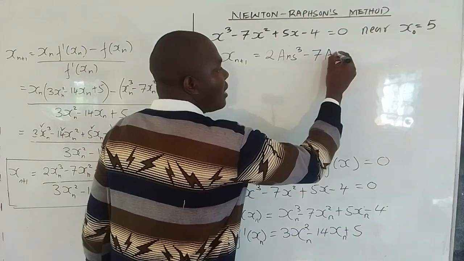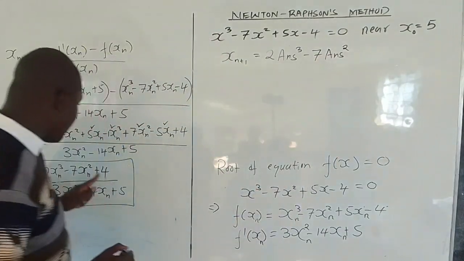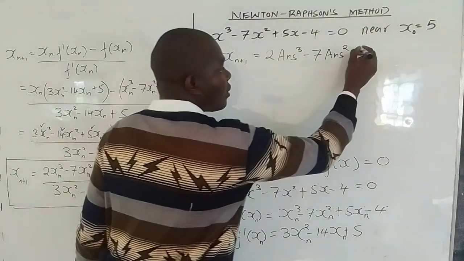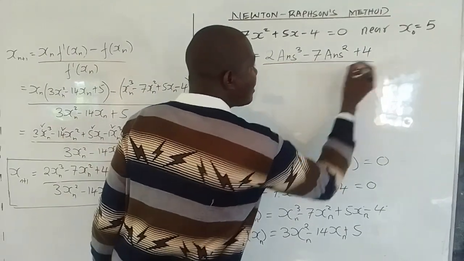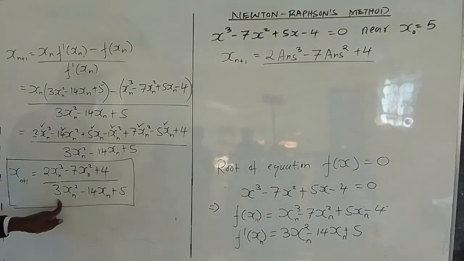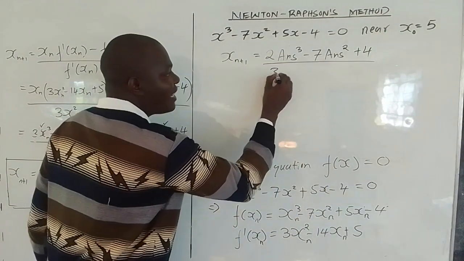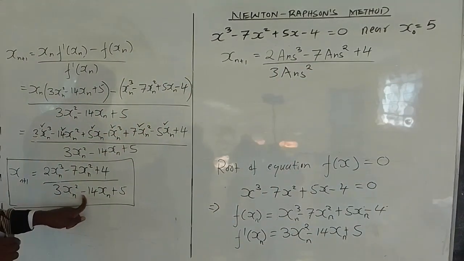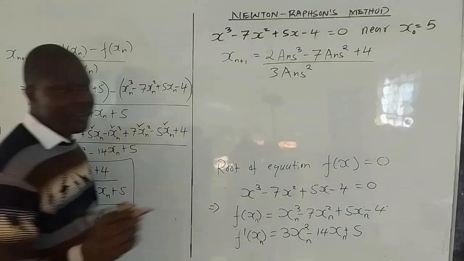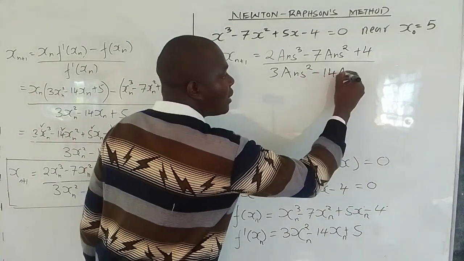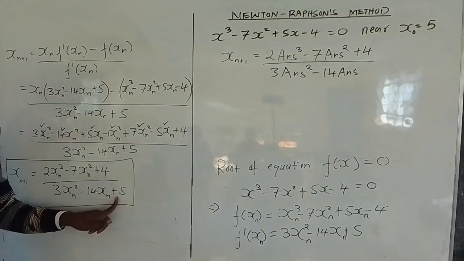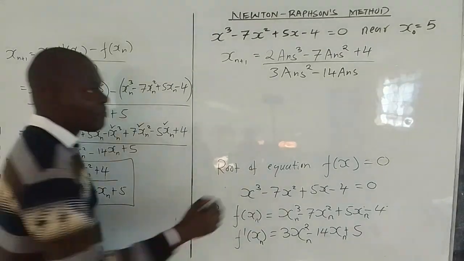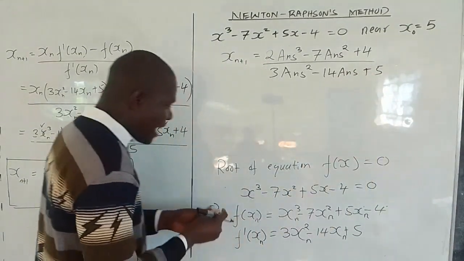Minus 7 answer squared, then we have plus 4 over 3 answer squared minus 14 answer plus 5. So you see, your answer, you now go.